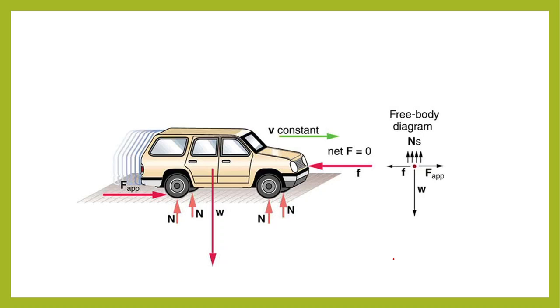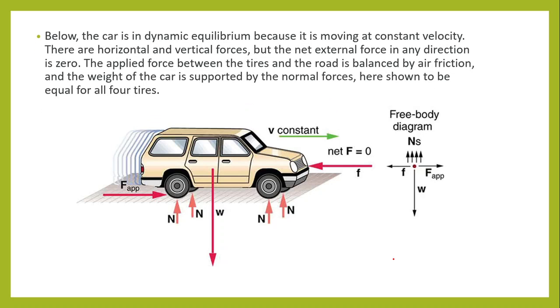This is another case that is pretty simple again. Here the car is in dynamic equilibrium. It's not static, it's moving, but its velocity is constant. Constant velocity means no acceleration. No acceleration means no net force, so the forces are balanced. So it is moving, it is dynamic, but it is in dynamic equilibrium.